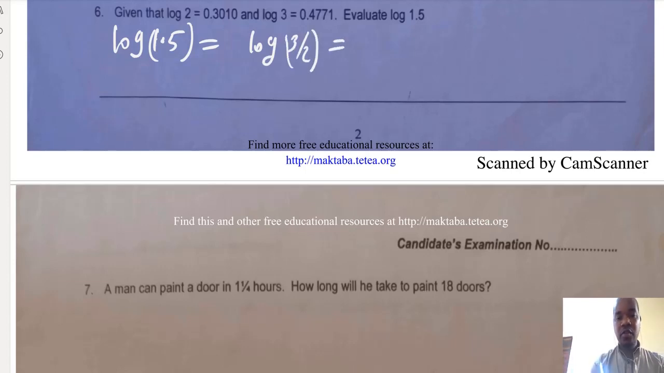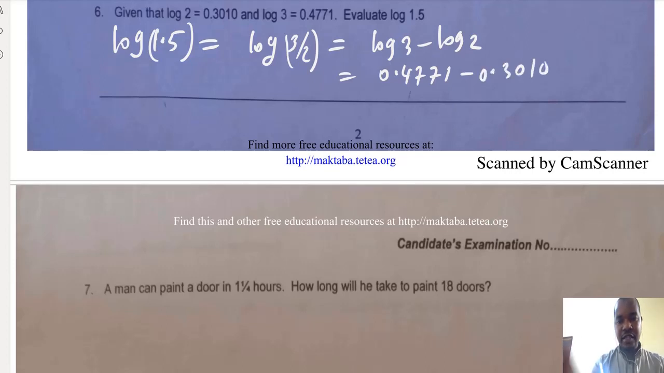By using laws of logarithm, this is log 3 minus log 2, and the log 3 actually is 0.4771 minus 0.3010. So when you subtract this, 1 minus 0, 1; 7 minus 1, 6; 0; 7; 4 minus 3, 1. We have 0.1761. This is our final result.